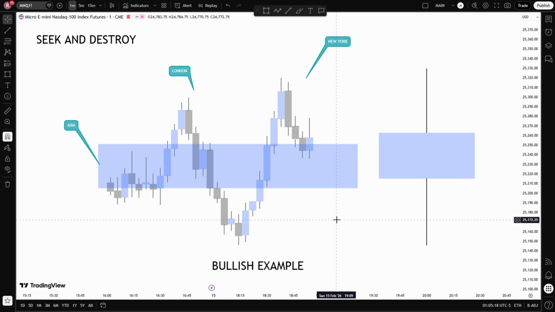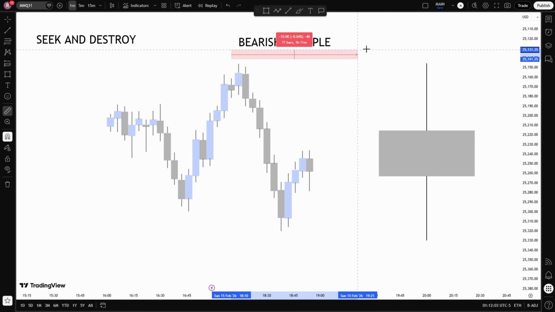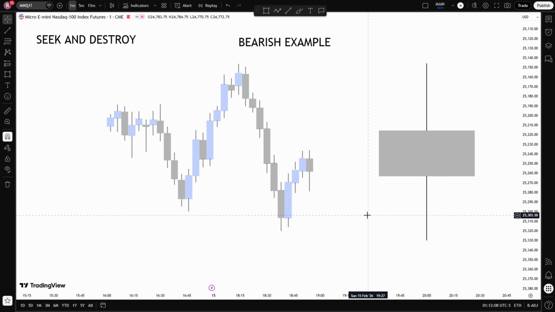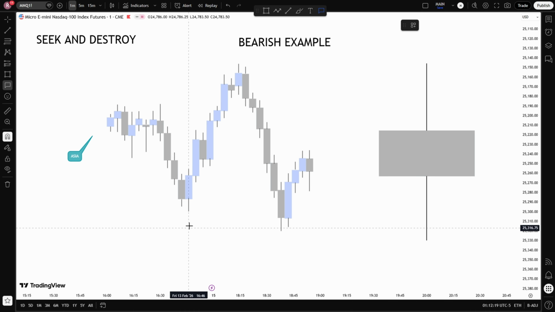So instead of a clean expansion model where London sets up and New York continues, this is a day where both sessions participate in range manipulation. That's why on the daily chart it prints as indecision. And on the lower time frame, it looks like constant false expansions that fail to hold structure. And really, the only difference between a bullish seek and destroy example and a bearish one is how the daily candle eventually closes. The internal behavior is almost identical. Price will take liquidity on both sides, rotate within a range, and fail to expand cleanly. The difference is simply whether the daily candle ends slightly above or slightly below the open.